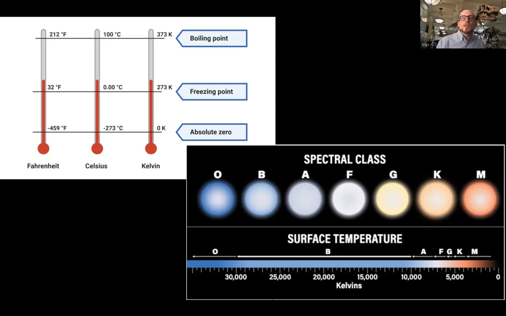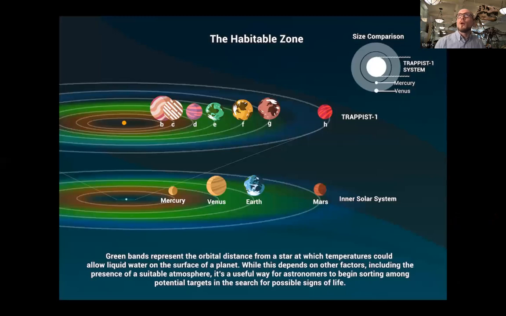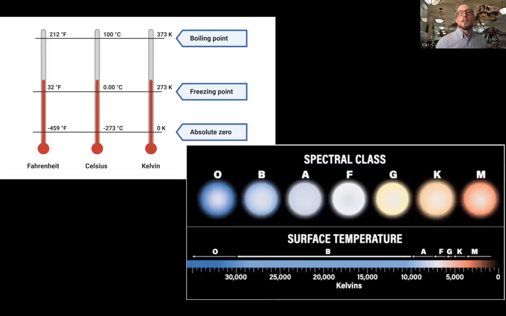So the habitable zones we were looking at before, those green swaths you see around those planetary systems, are showing where, if a planet was placed and had conditions similar to the Earth, the temperature would be between those two amounts, 273 Kelvin and 373 Kelvin.